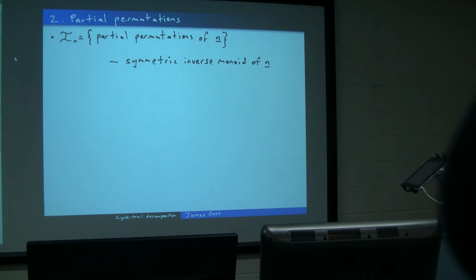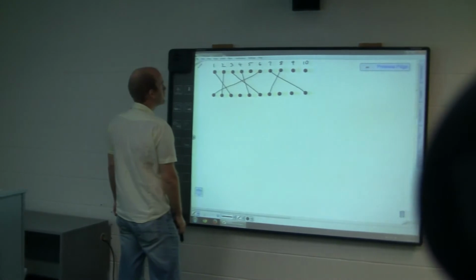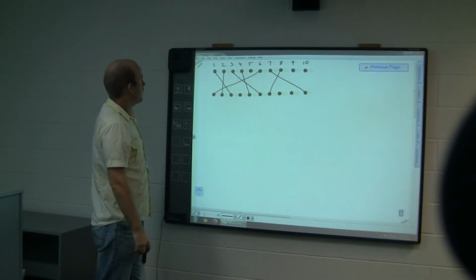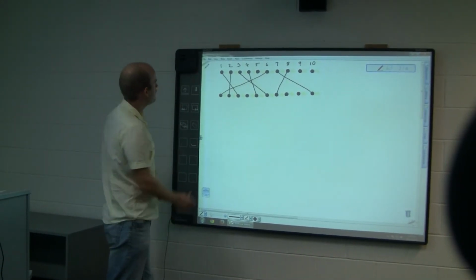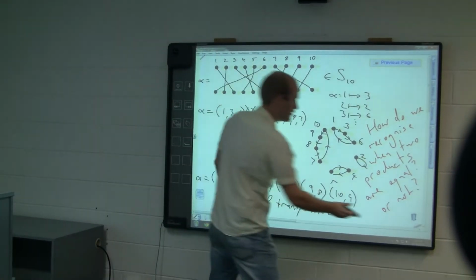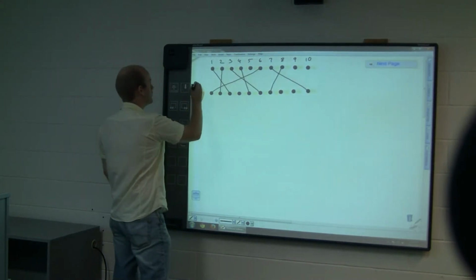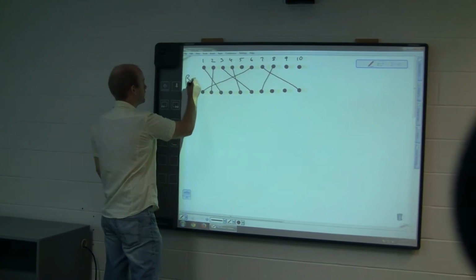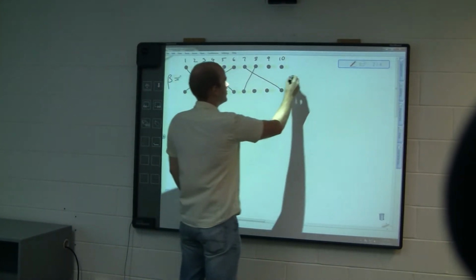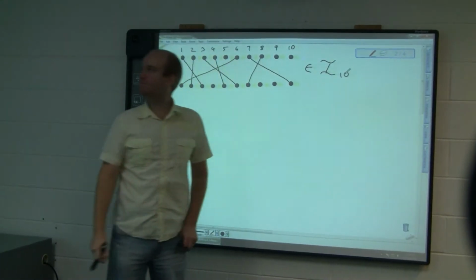So anyway, let's get a picture of an element from In. There's one. So this is actually just the permutation alpha from before, but with a few lines rubbed out, just to indicate that that's all we're doing. Taking a perfectly good permutation, rubbing out a few points. So let's call this one beta. And this is a partial permutation of a set of 10 elements. So this belongs to I10.